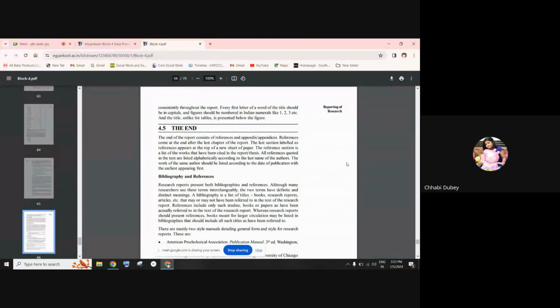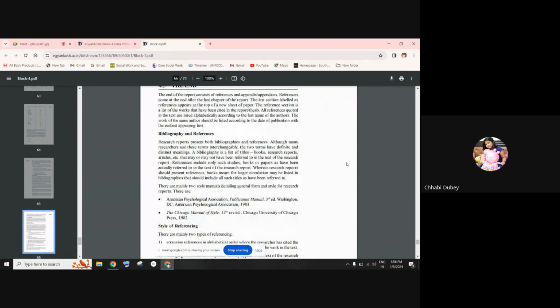So generally, books which are meant for larger circulation, which may be listed in bibliographies, and the books that have been referred to in your research report will be included as part of the references. So again, there are different styling of the citations, as we've already said. We have already discussed in the previous.